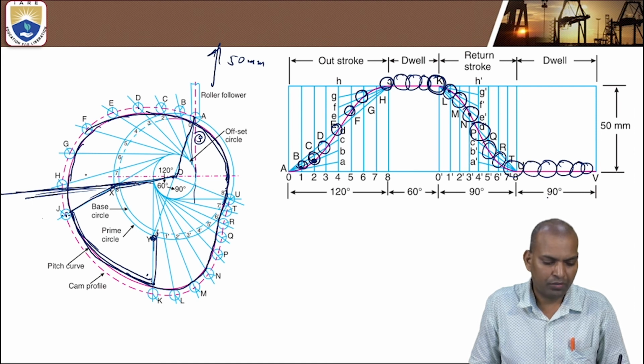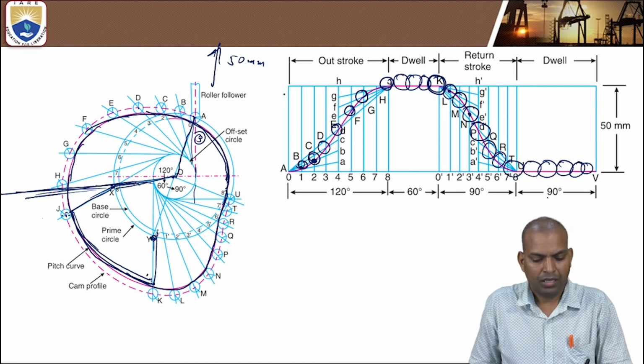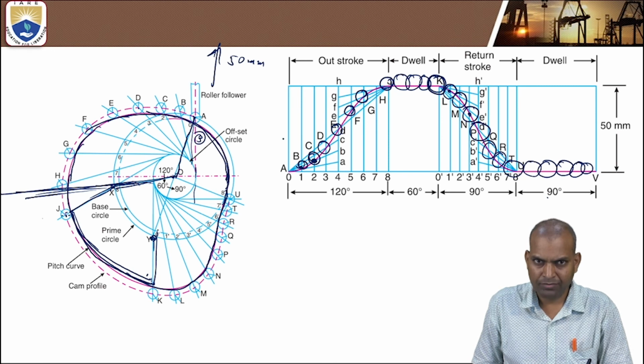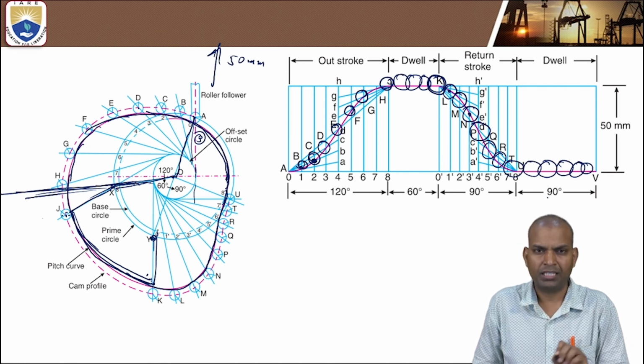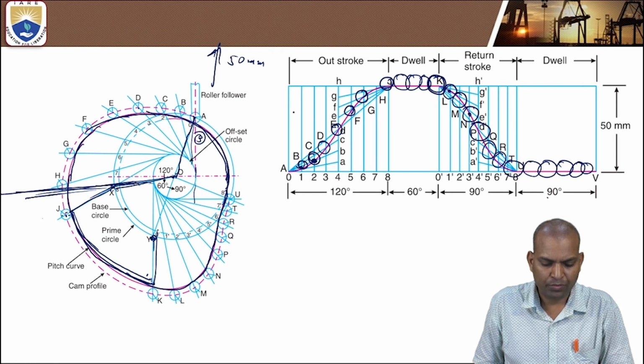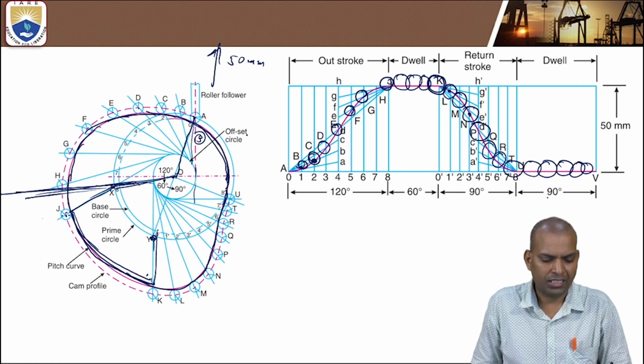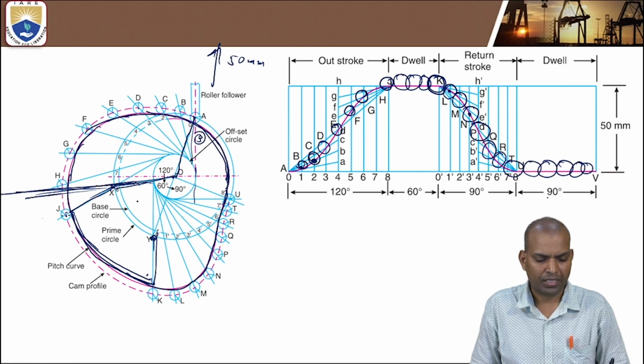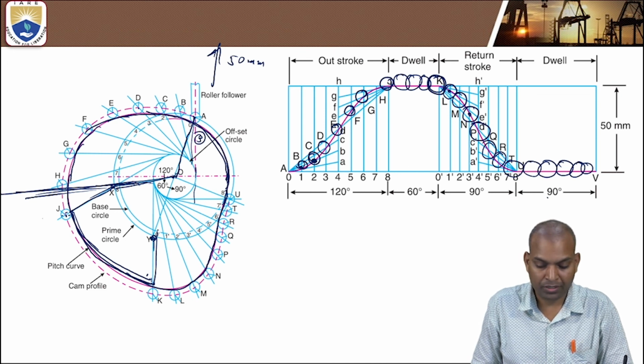But the lift of the follower designates the size of the cam. The size of the cam is dependent upon the lift of the follower. If the lift of the follower is small, the size of the cam is small. If the lift of the follower is large enough, then the size of the cam is also large enough. So it depends upon those parameters. The design of the cam is dependent upon the lift of the follower and the angles of rotation during dwell, outstroke and return strokes. So these are the important points one has to remember.